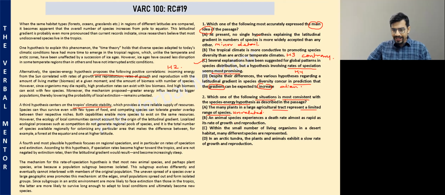Option B, an animal species experiences a death rate almost as rapid as its rate of growth and reproduction. Now please note, option B effectively says that if the rate of growth and reproduction is higher for a particular species, its death rate is also higher. So do we have more biomass available because of death, or less? We don't know. And therefore, there is an ambiguity in this answer choice as to the availability of biomass.